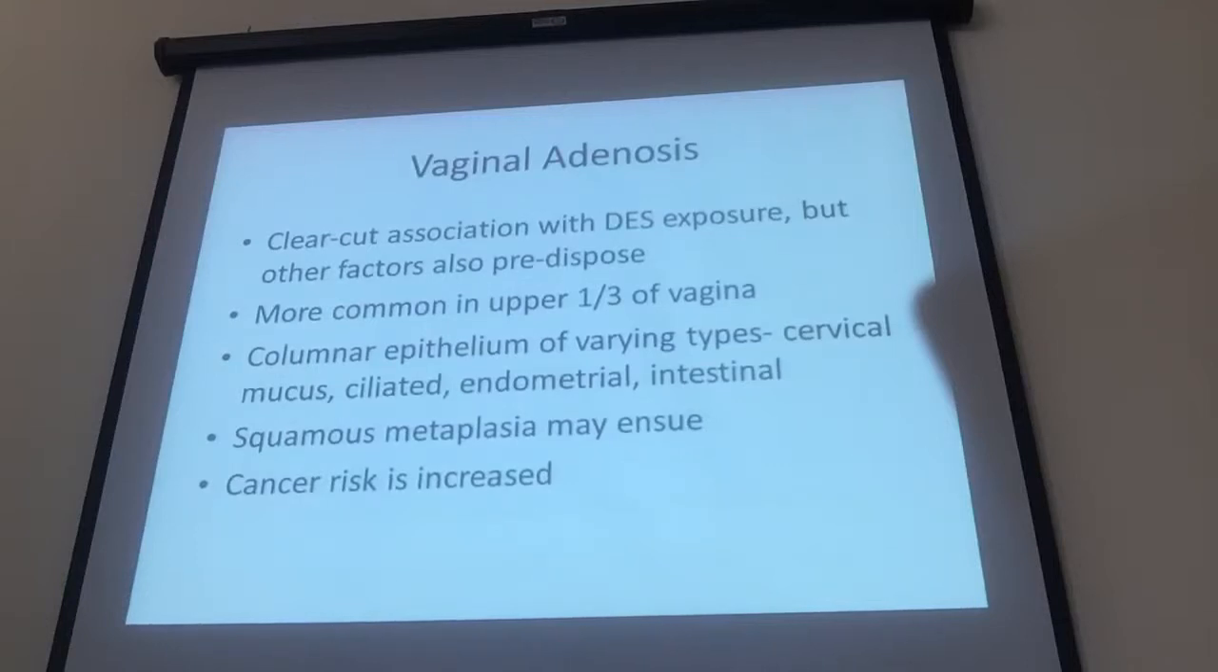And so they started having children. Their children started growing up. By the time their children were in their 20s and 30s, it was discovered that they had this condition, and this was leading to cancers. So it is defined as columnar epithelium that can be of many different types and occurs in the wall of the vagina.